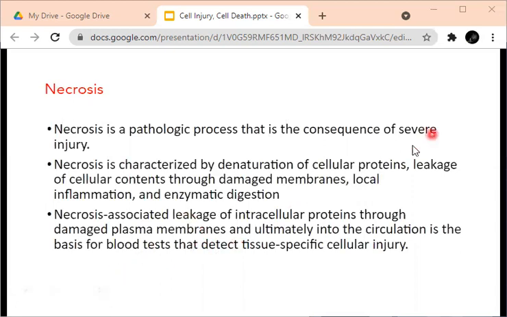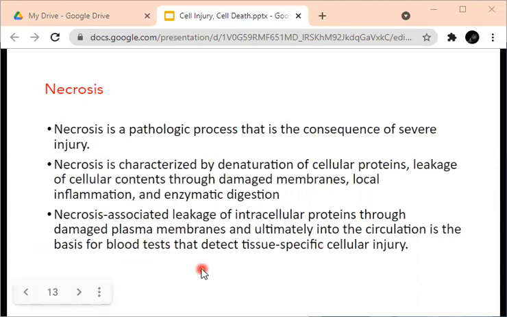Okay, so necrosis-associated leakage of intracellular proteins through damaged plasma membranes, and ultimately into the circulation, is the basis for blood tests that detect tissue-specific cellular injury. An example is myocardial infarction, in which troponin, creatine kinase, CK-MB, etc. are released at the onset of symptoms, because of degradation and leakage of these proteins. Then we check the blood to see if it is positive for troponin. And this is the basis of our diagnosis of different diseases.